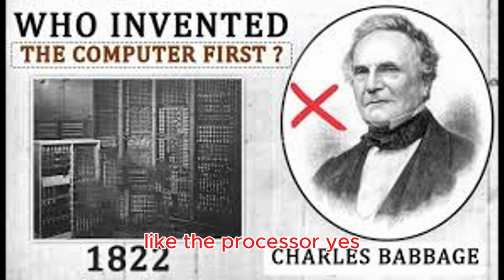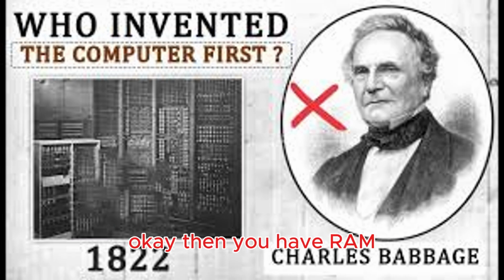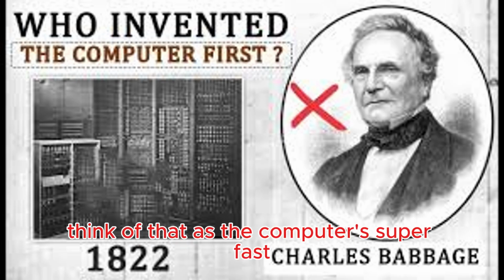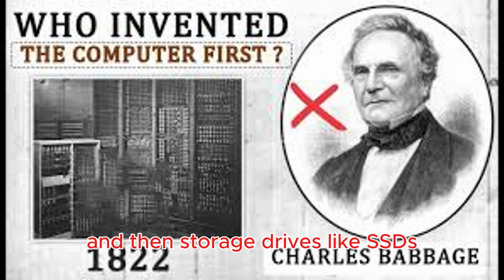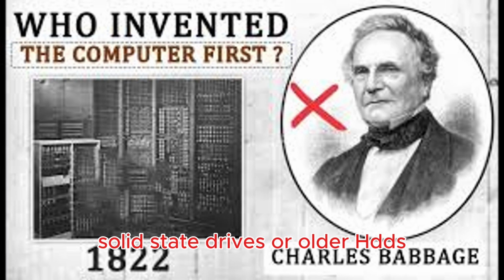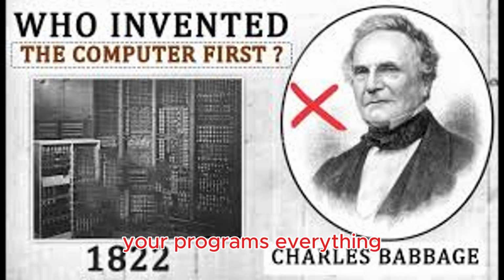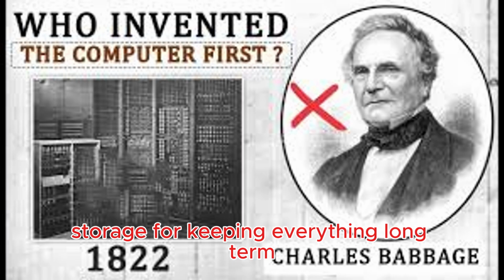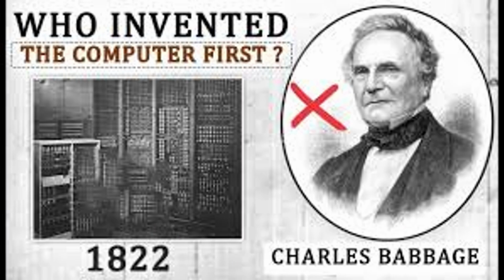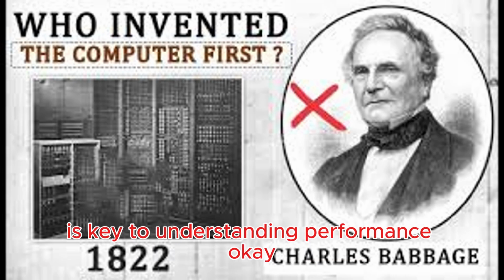Like the processor, the CPU, the central processing unit. That's the real brain executing all the instructions. Then you have RAM, random access memory. Think of that as the computer's super fast short-term memory for whatever it's actively working on. Got it. Active tasks. And then storage drives like SSDs, solid-state drives, or older HDDs, hard disk drives. That's the long-term memory for all your files, your programs, everything. So CPU for thinking, RAM for juggling current tasks, storage for keeping everything long term. That's a good way to put it. Understanding how those bits of hardware work together is key to understanding performance.